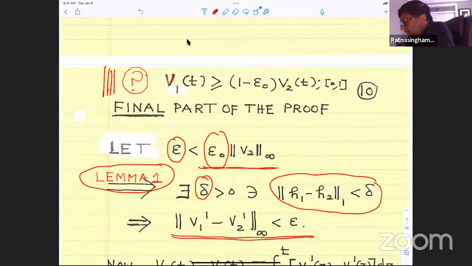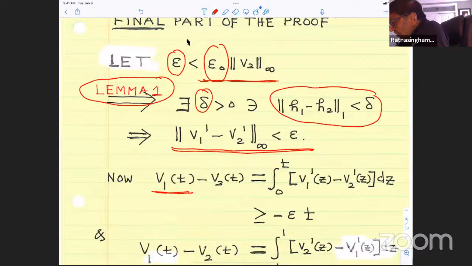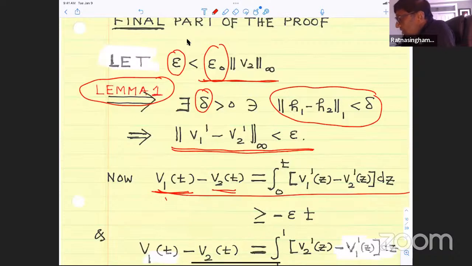We know that. But then let's see what V1 minus V2 is. Remember, V1 minus V2, well, of course, this is just calculus 1. They are both 0 at 0. V1 of 0 is also 0. V2 of 0 is also 0. So by the fundamental theorem of calculus, this has to be true.